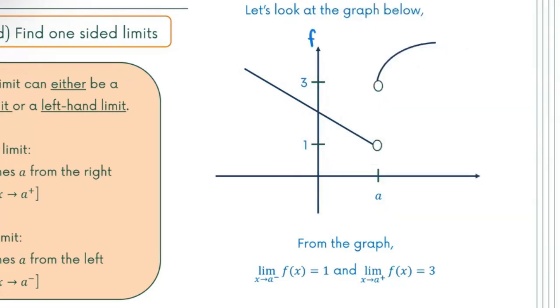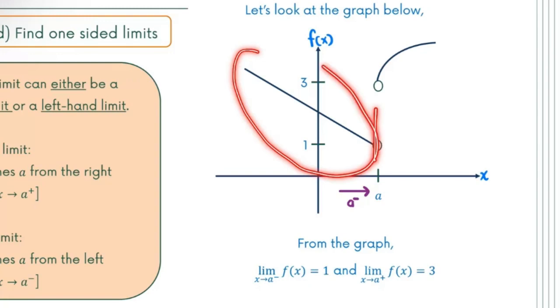Saya letak sini adalah f(x) dan ini adalah x. Okay, so x approaches a from the left. A from the left kita yang mana? Kat sini kan? Ini adalah daripada arah kiri, a from the left. So kita akan tengok graf yang mana? Graf yang dari arah kiri sahaja.